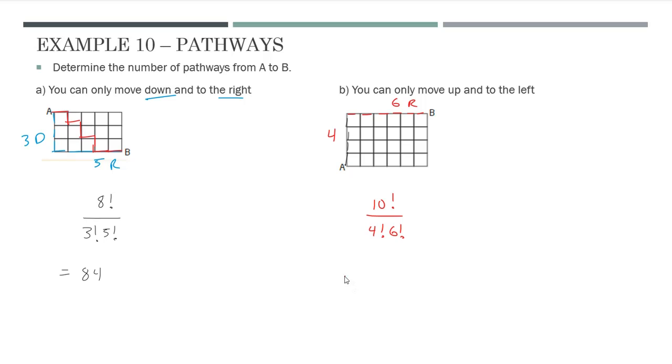Again, put it in your calculator all at once, and you'll get 210. And so there's 210 different pathways.